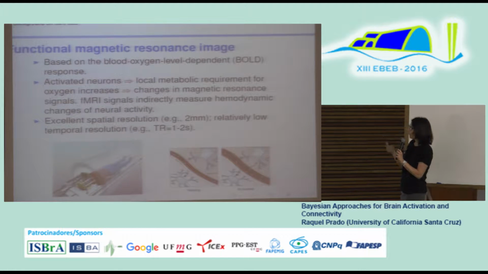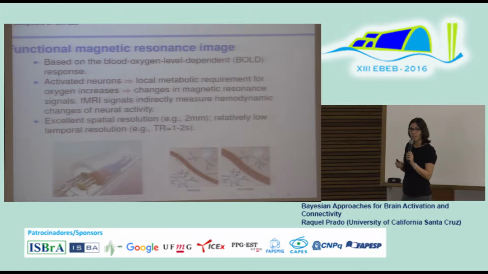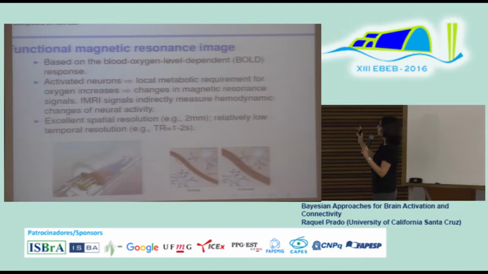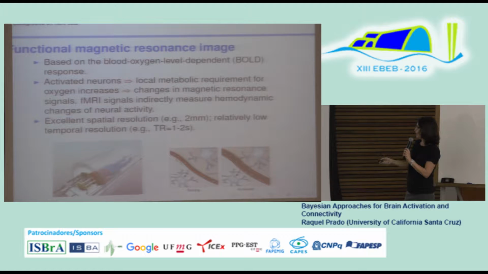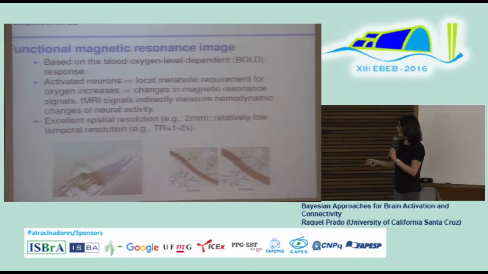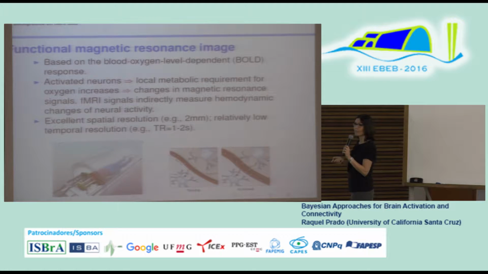So just to begin with the kind of data we work with, I don't know how familiar you are with fMRI data, but let's assume that we are starting from the beginning. So the idea here is that they are based on the so-called blood oxygen level dependent response, and when you have neurons that are activated, the metabolic requirement for oxygen increases, and you're going to be able to see that in terms of changes in the magnetic resonance signals.